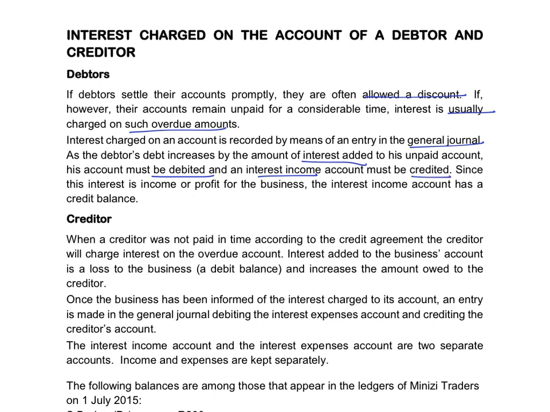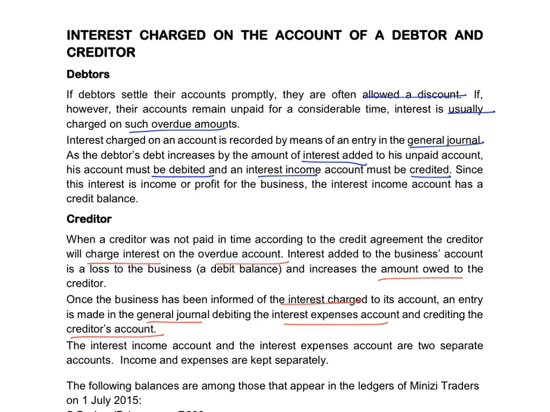When a creditor was not paid in time, the agreement with the creditor will charge interest on the overdue account. Interest added to the business's account is an expense for the business because now the business must pay that interest, and it will increase the amount that we owe to the creditor. So the interest charge on the account will be debited in the interest expense account to increase expenses, and the creditor's account will be credited to increase the liability. This entry will be done in the general journal.